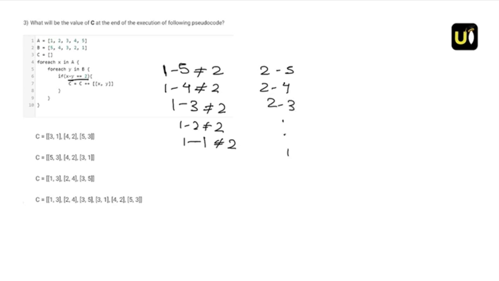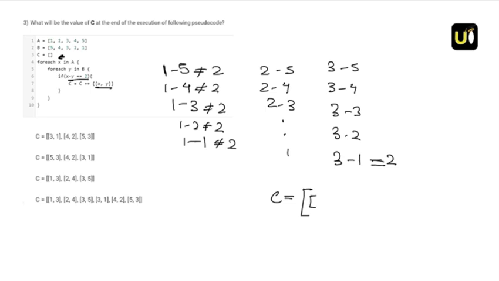This will not give 2 at any point. So 3, when we go through the 3 part, 3 minus 5, 3 minus 4, 3 minus 3, 3 minus 2, 3 minus 1 will finally give 2. So this is correct. So then we append the x and y in the C list, right? So C is equal to x plus y. So this becomes a list which contains both x and y that gives a value of 2 when subtracted.